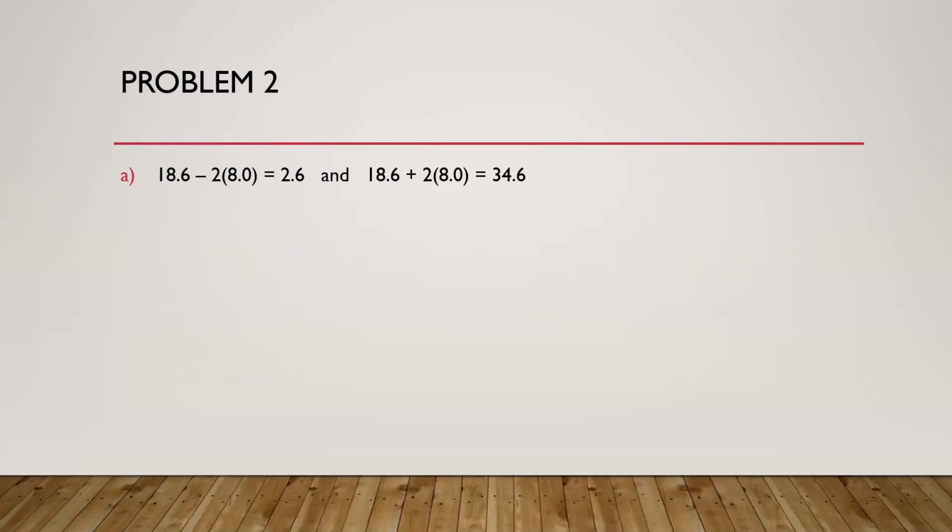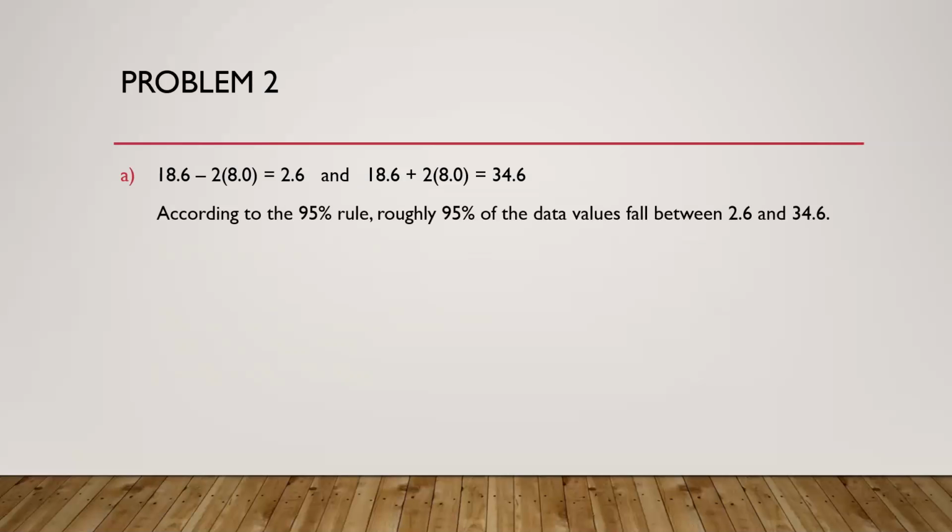So we take the mean and subtract 2 times 8 to get 2.6 for the low endpoint, and we take the mean, 18.6, and we add 2 times 8.0 to get 34.6. That would be the upper endpoint. So we would say that according to the 95% rule, roughly 95% of the data values fall between 2.6 and 34.6.